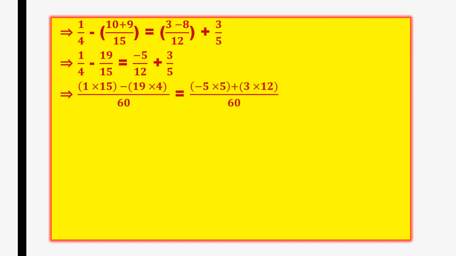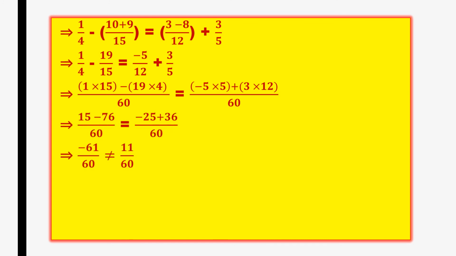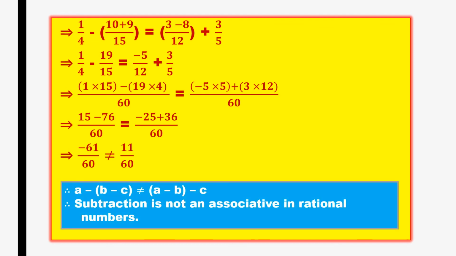So 15 and 4 LCM is 60. Same thing, here also 12 and 5 LCM is 60. So solve it. You will get the answers as minus 61 by 60 and 11 by 60. Even though the denominators are the same, the numerators are not the same, so they will not be equal. So I can write, associative under subtraction is not possible. Subtraction is not associative in rational numbers.